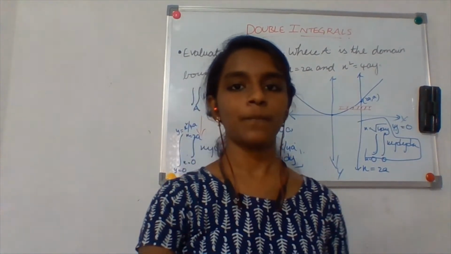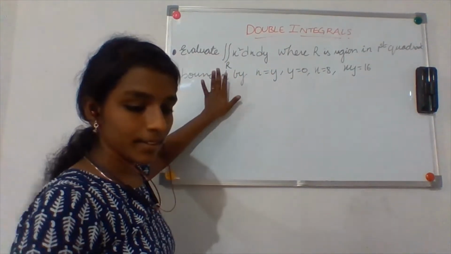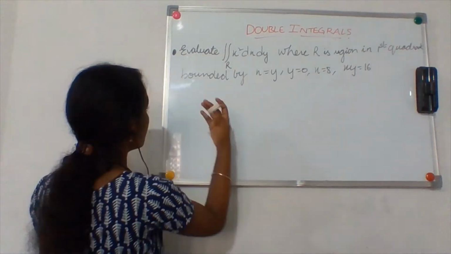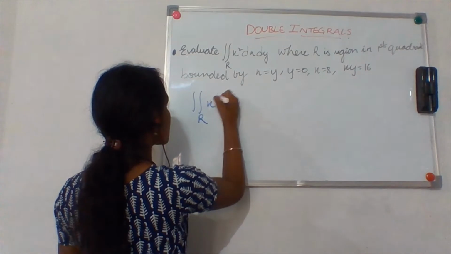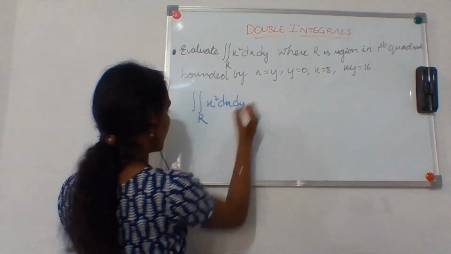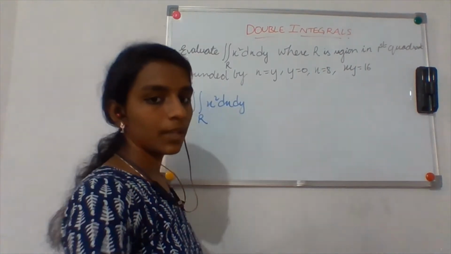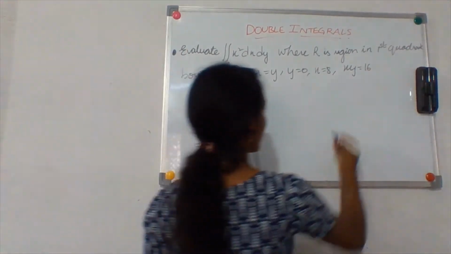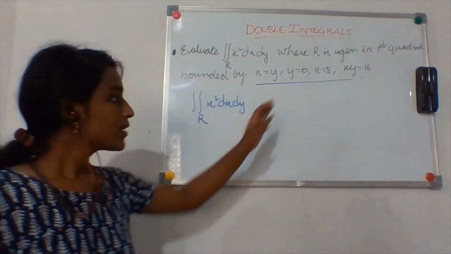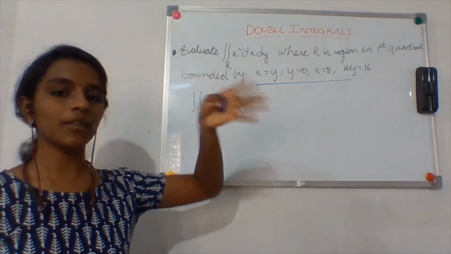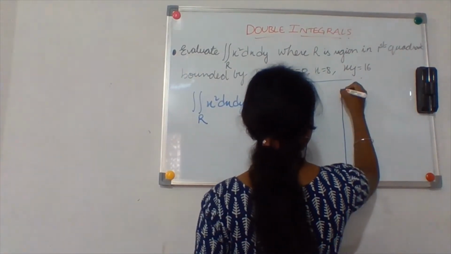Okay, so now let's look into this sum. This sum is the integral of x square dx dy. Okay, this is the sum. And now what are we going to do? In the same way, once again we have the curves over here, right? So we have to draw them, represent them on the Cartesian plane. Okay, so let me draw the axes first.